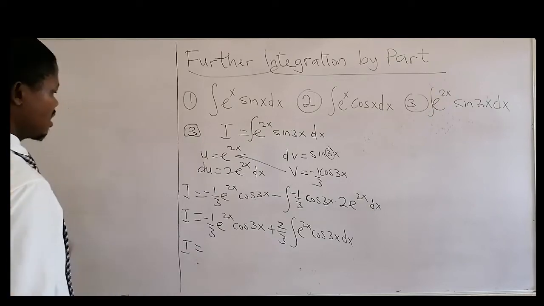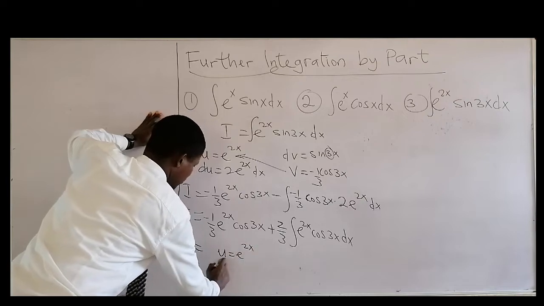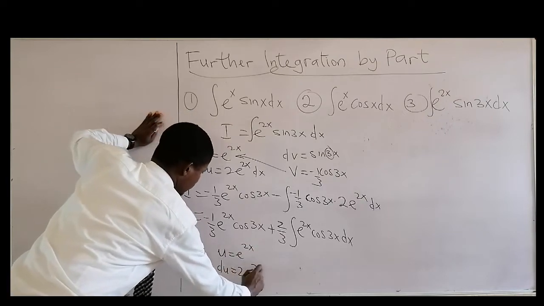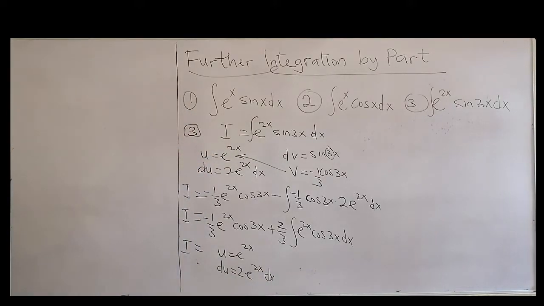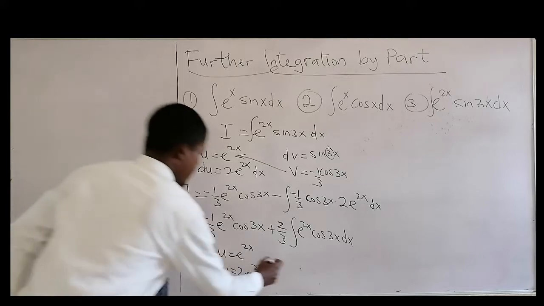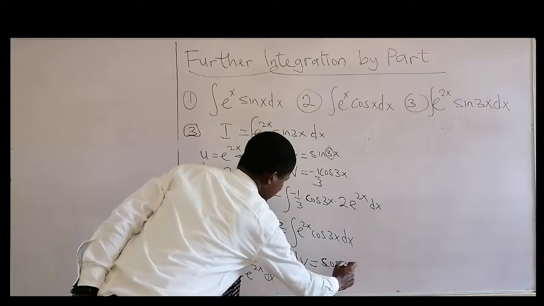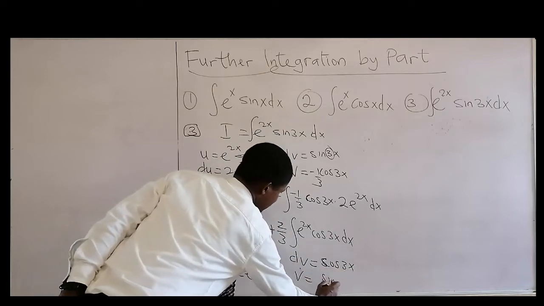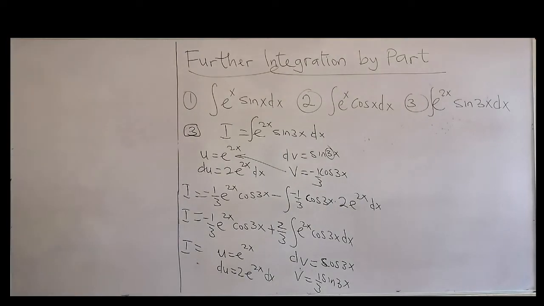In repeating the process, my u is e^2x, so the du is what? 2e^2x dx. Then the v is cos 3x. So v is what? Sine 3x, then you divide by 3. The integral of cosine is sine, then you divide by that constant attached to the variable. So that's what we have now.